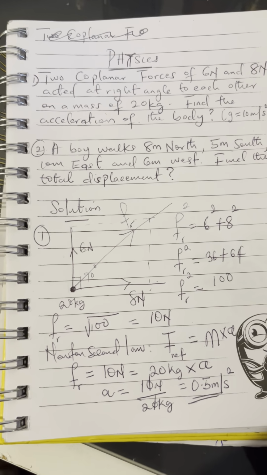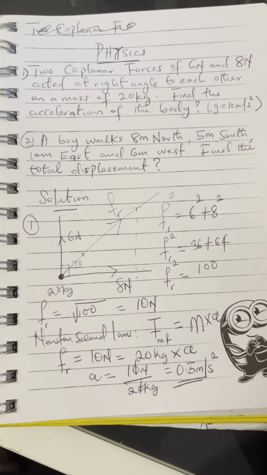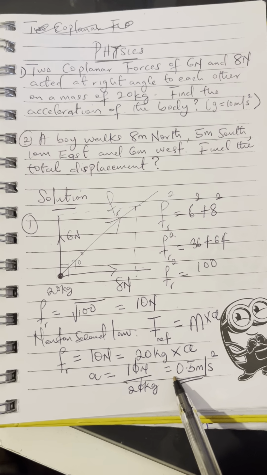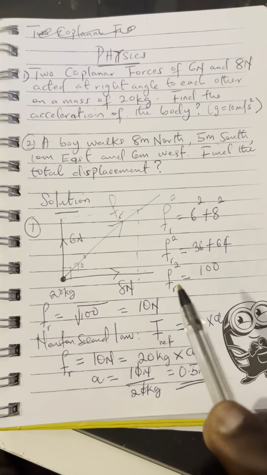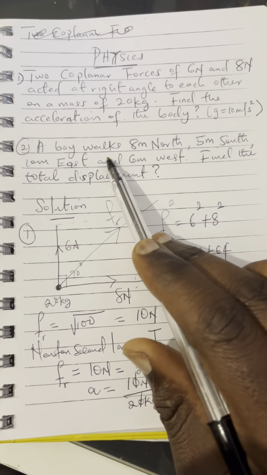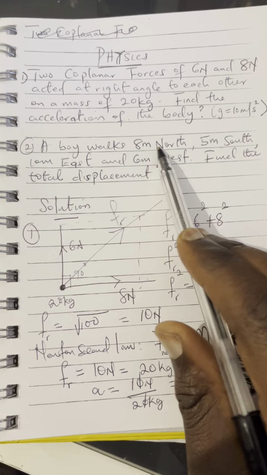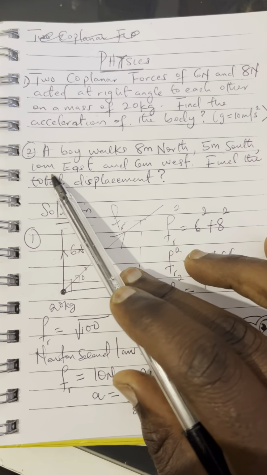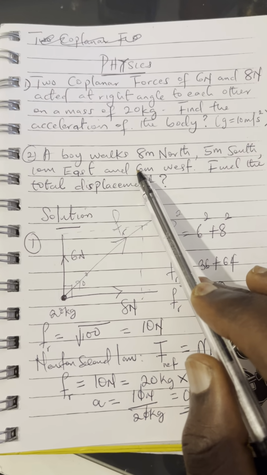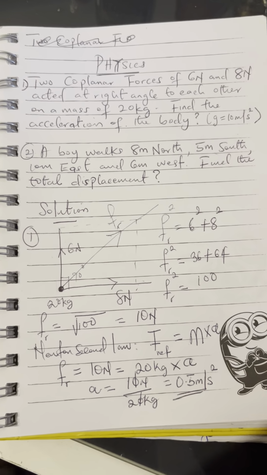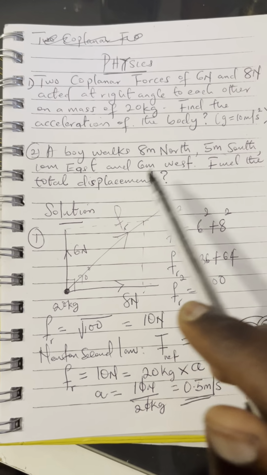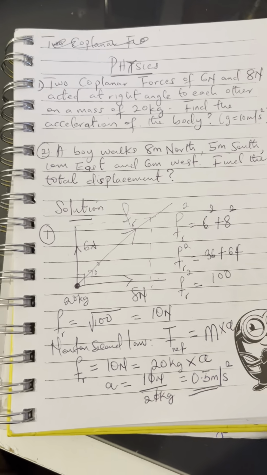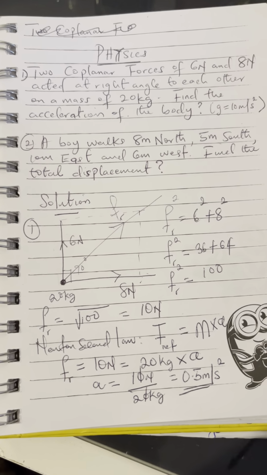So let us look at the second question. The second question says a boy walks 8 meter north, 5 meter south, 10 meter east, and 6 meter west. We now say find the total displacement. Please, this is a vector. The way you handle a vector is not the way you handle a scalar.